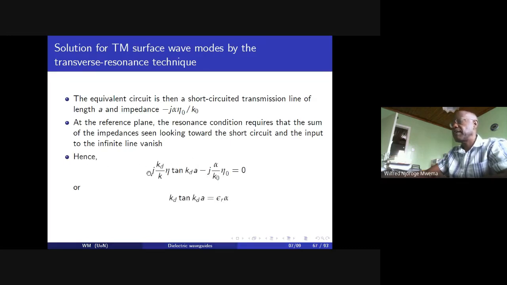And therefore, we must have that j kd by k eta tangent of kd of a minus j alpha by k naught eta naught must be equal to 0, or in other words, we get a similar equation to what we had before. So this is another technique you can use to analyze that particular value. You should get the same value. Remember, this is exactly the same value that we already obtained if we multiply throughout by a, which is the dielectric thickness.